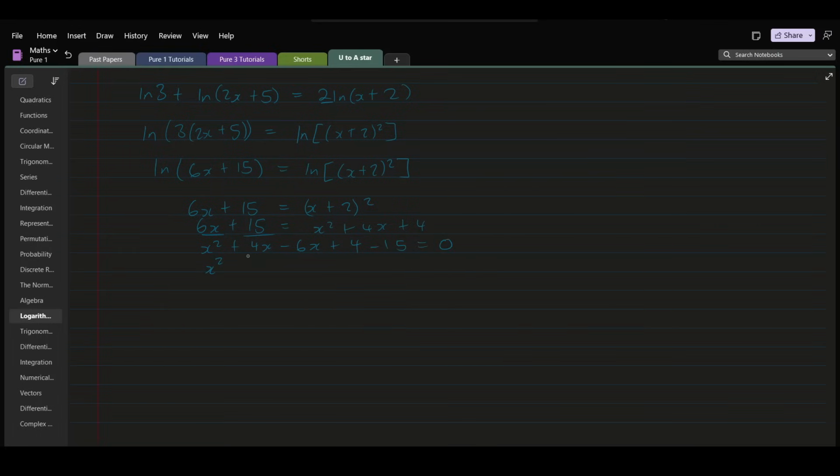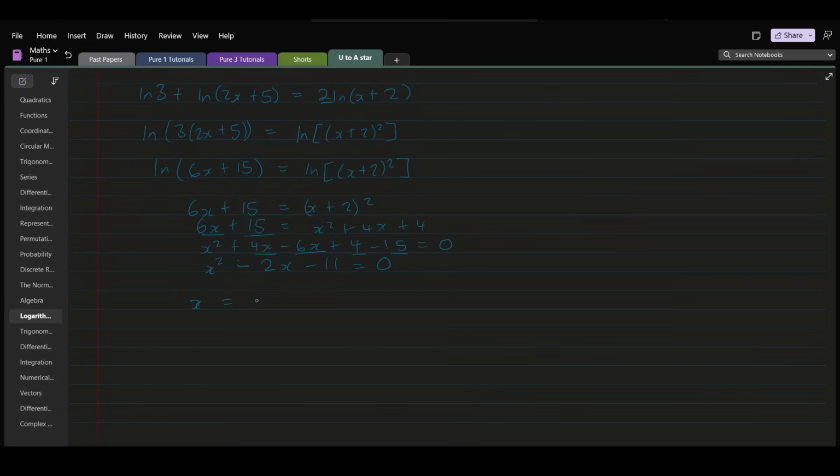So x squared minus, that's 4x minus 6x, that's minus 2x. Then we have 4 minus 15, which is minus 11, and this is equal to 0. And now let's use the quadratic formula to solve our quadratic equation.